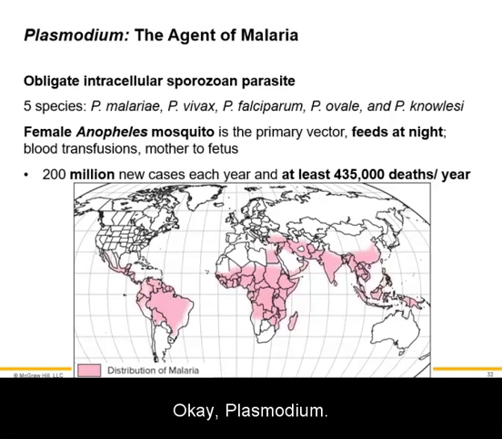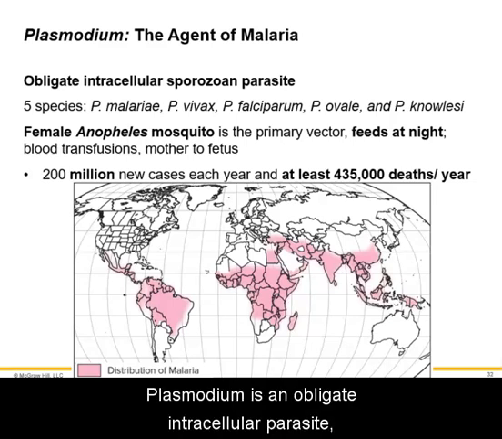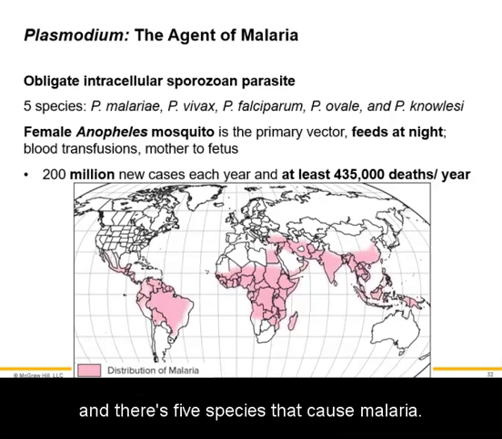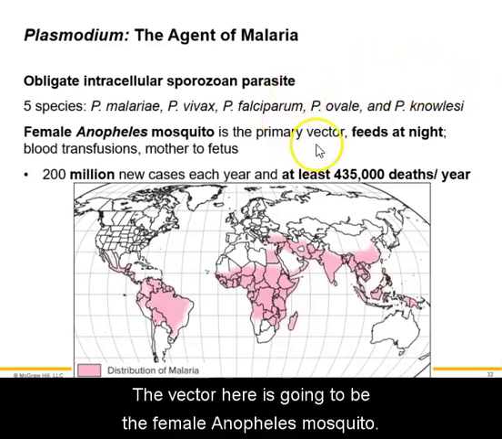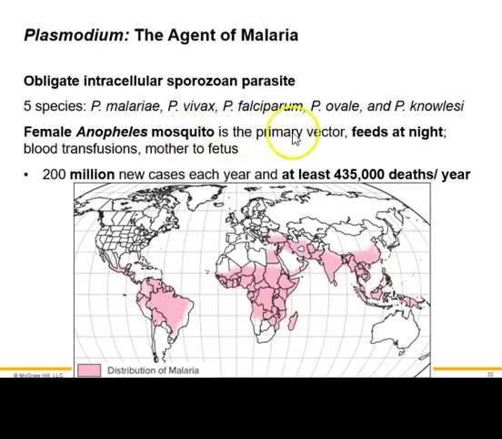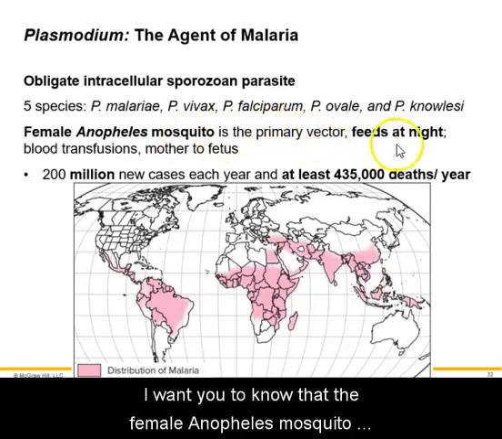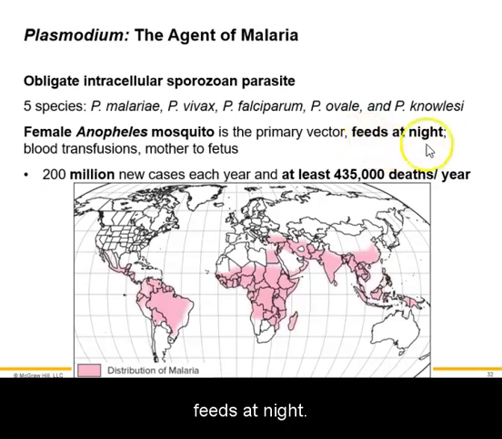Okay, Plasmodium. This is the agent of malaria. Plasmodium is an obligate intracellular parasite, and there are 5 species that cause malaria, okay? So Plasmodium malariae, Plasmodium vivax, Plasmodium falciparum, Plasmodium ovale, and Plasmodium knowlesi. The vector here is the female Anopheles mosquito, and I want you to know that the female Anopheles mosquito feeds at night.